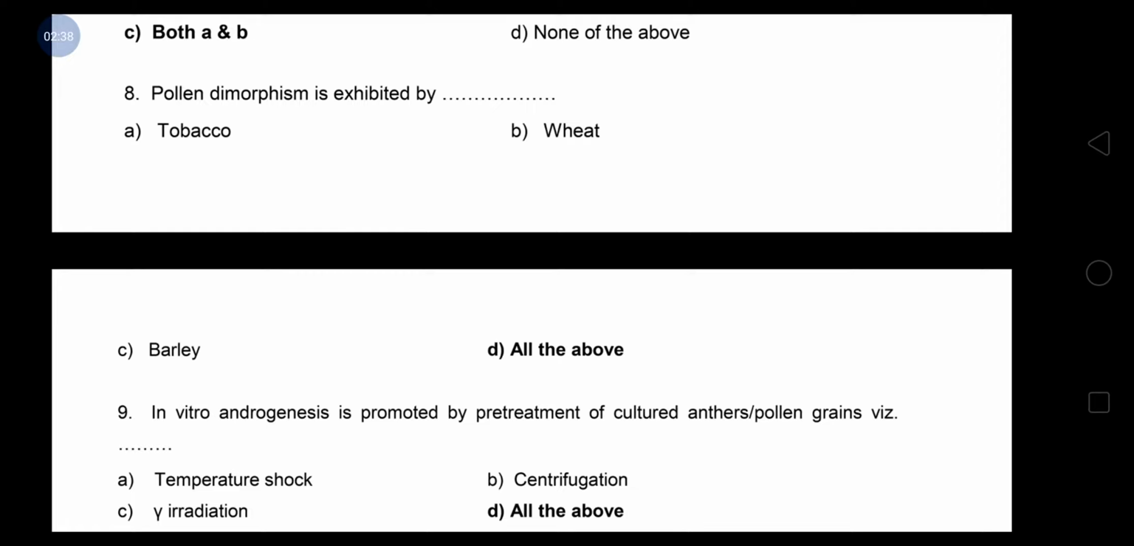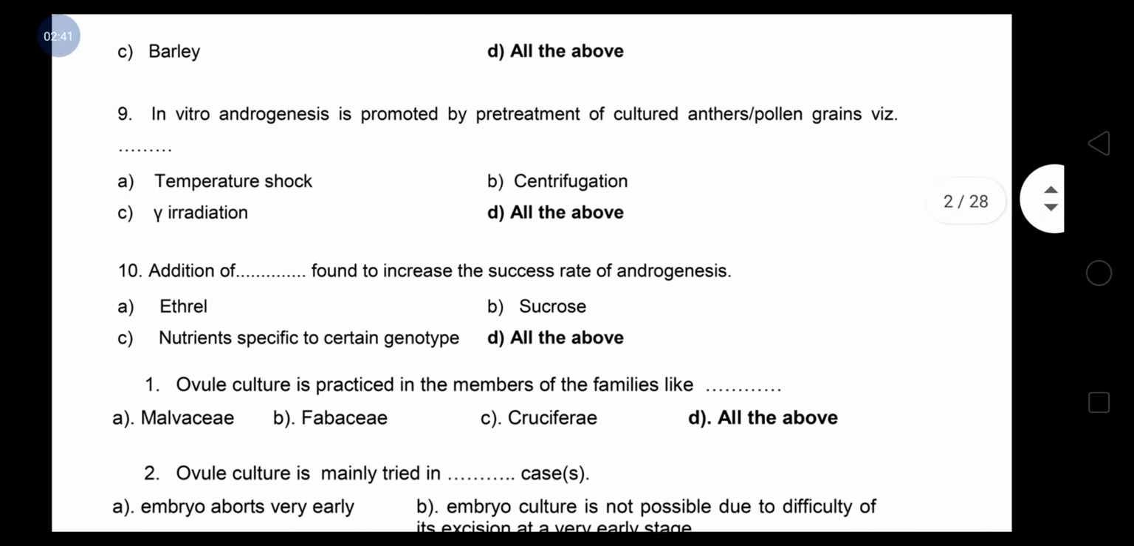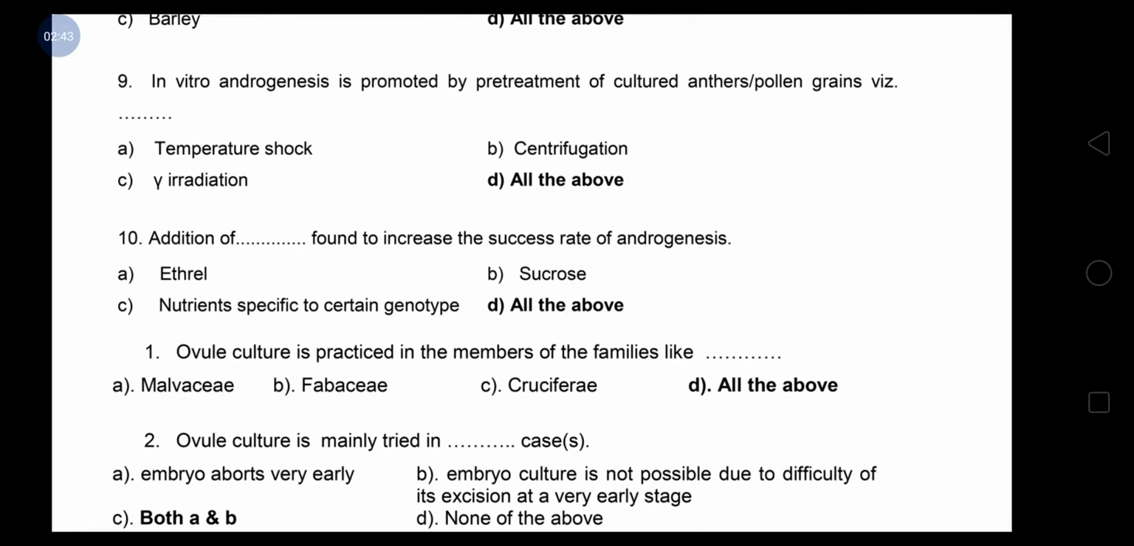In vitro androgenesis is promoted by pre-treatment of cultured anthers or pollen grains, like temperature shock, centrifugation, and gamma irradiation. Addition of dash is found to increase the success rate of androgenesis. Androgenesis means the formation of an embryo with the help of the male reproductive part. Here, this is increased by ethyl, sucrose, or nutrients specific to certain genotypes.